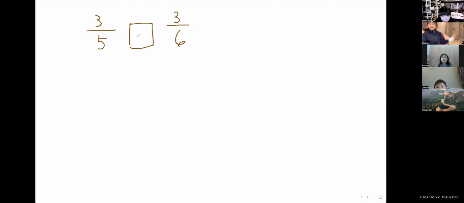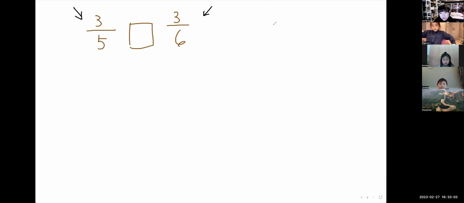3/5. Okay, so Eleanor, why 3/5 is bigger? Because 6 minus 3 equals 3, and the other side 5 minus 3 equals 2. So there's 2 left over, and there's 3 left over. So 不对. Okay, we're going to use that technique later. I want you to focus on these 2 numbers first, okay?